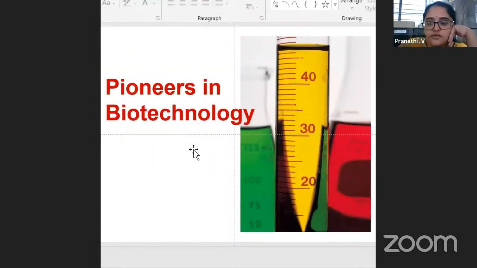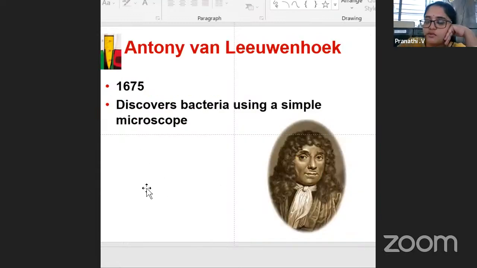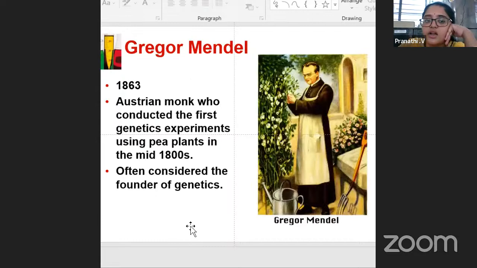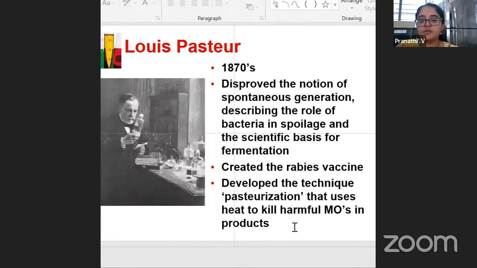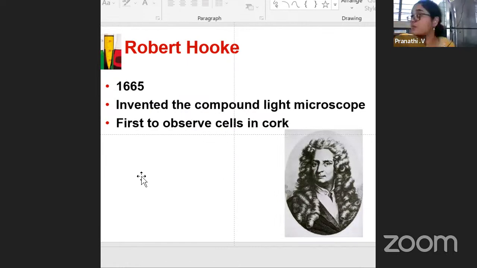When it comes to the different pioneers in biotechnology, you have Anton von Leeuwenhoek. He was the first person to discover bacteria. Gregor Johann Mendel was Austrian. Besides Germany, you have a country called Austria. The capital is Vienna. He conducted experiments on pea plants, that is Pisum sativum. So he's the father of genetics, and he was a priest actually. Louis Pasteur created the rabies vaccine and developed the pasteurization technique. And Robert Hooke was the first person to invent the compound microscope. He saw the cork cells as well.